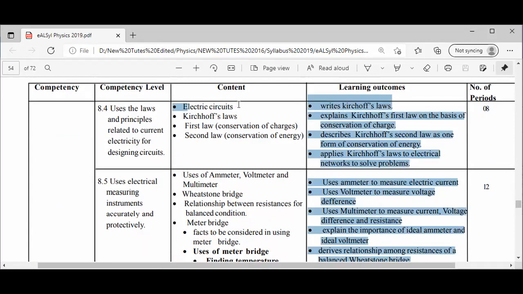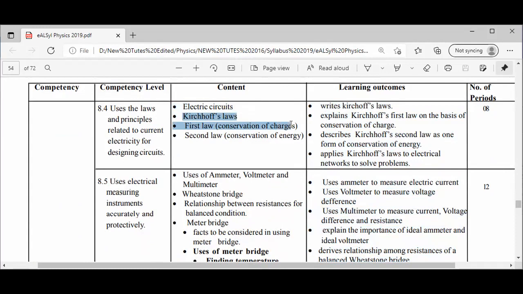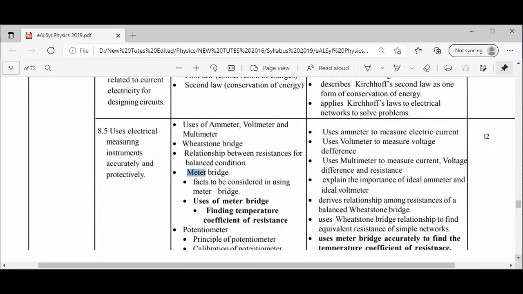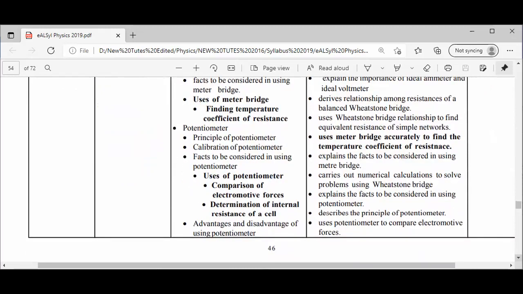Electric circuit, we have completed. Kirchhoff laws, we have completed. First law and second law, we have discussed. Uses of ammeter, voltmeter and multimeter, explained. Relationship between resistances at balance condition, Wheatstone bridge completed, meter bridge completed, uses of meter bridge, finding the temperature coefficient of resistance.